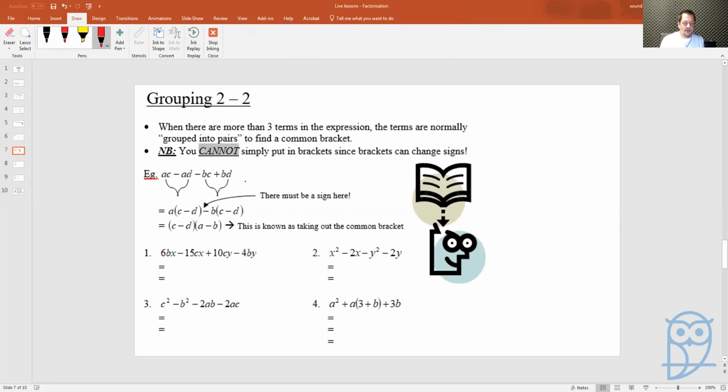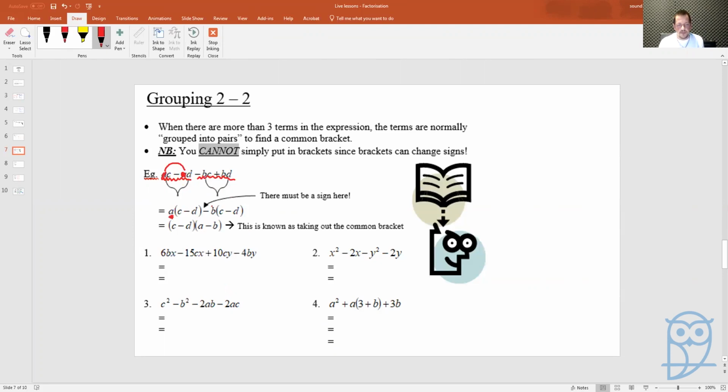So here is your example. We are using these 2 as 1 term, as 1 pair, and these 2 as 1 pair. So we can easily see that A and A is a common factor. So when you take out A, you're left with a C, a minus, and a D.